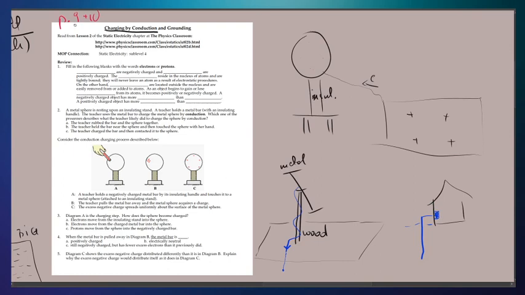You can do pages 9 and 10. So pause this video, do pages 9 and 10, try to figure out the correct answers, and then come back.